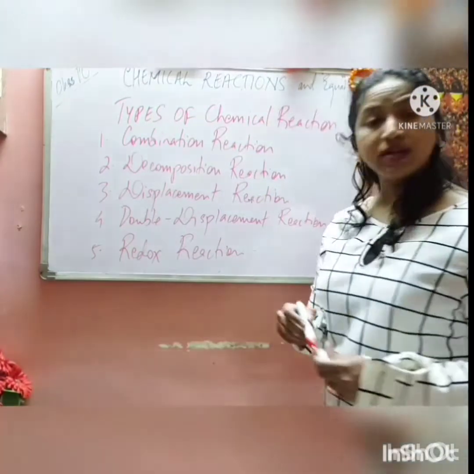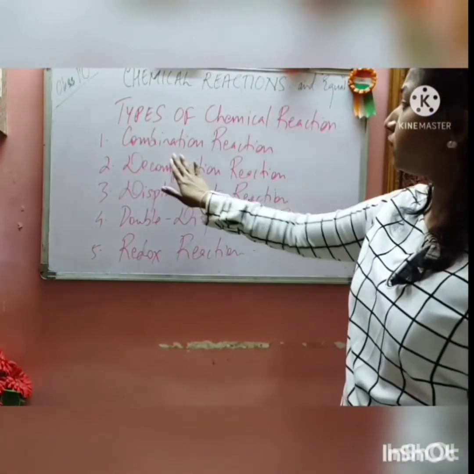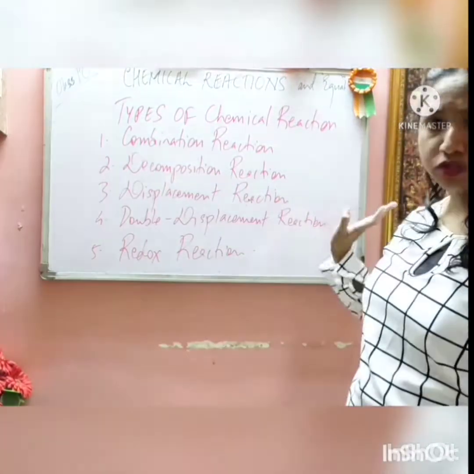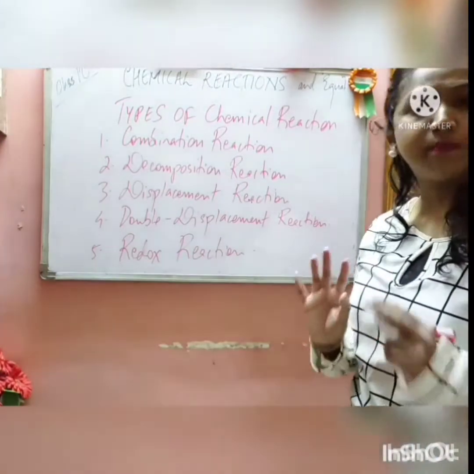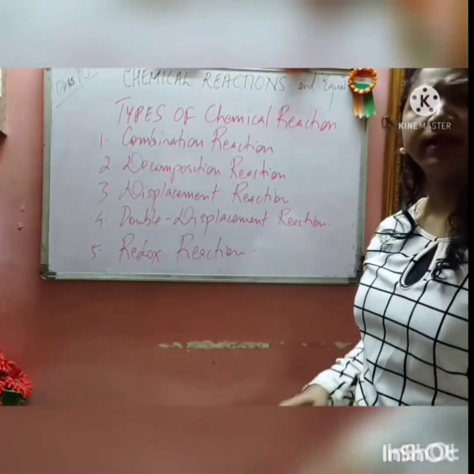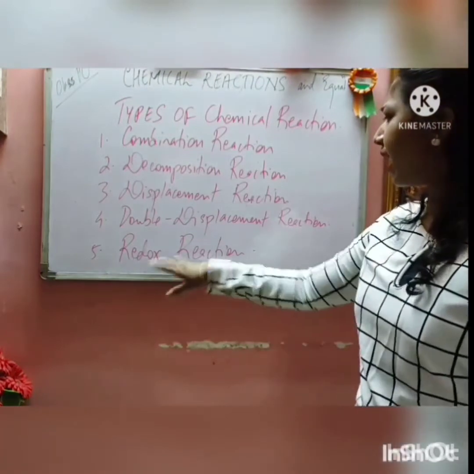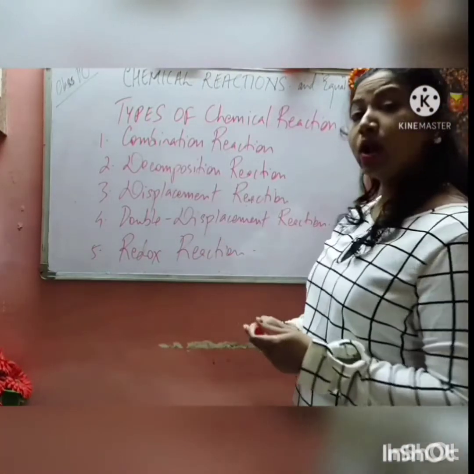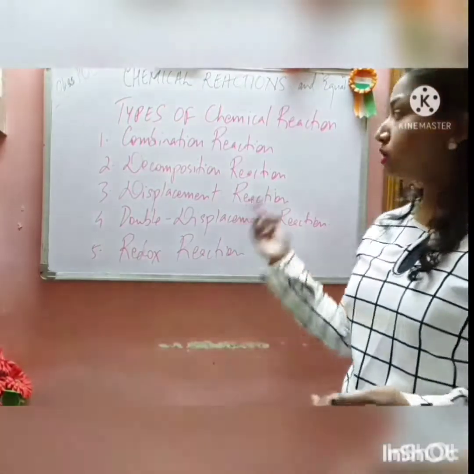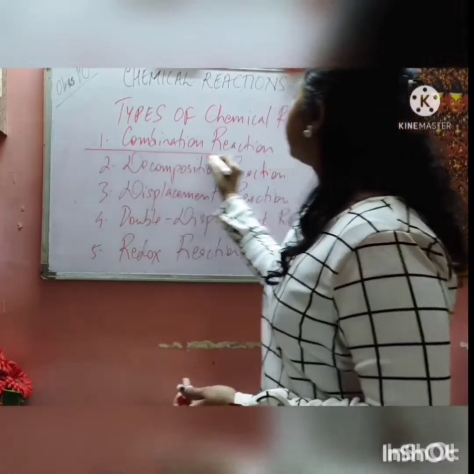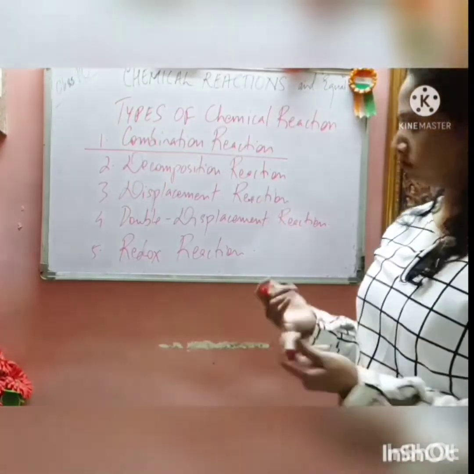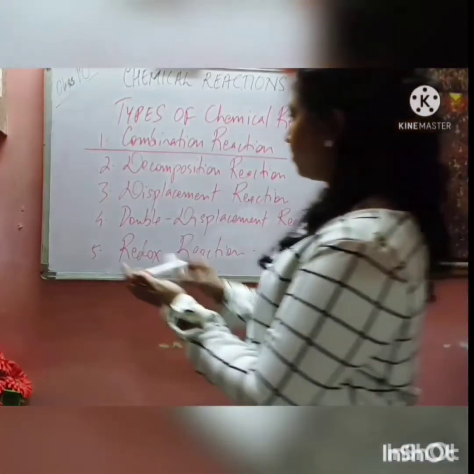So what are different types of chemical reaction? First one is a combination reaction. Second one is decomposition reaction. Third one is displacement reaction. Fourth one is double displacement reaction. And fifth one is redox reaction. So today we are going to see everything about combination reaction, along with its example and everything.